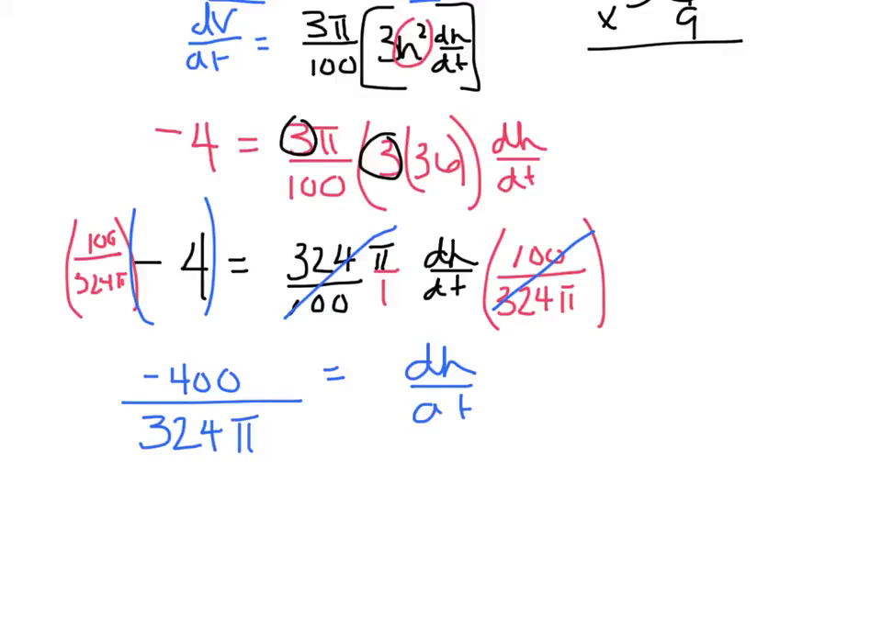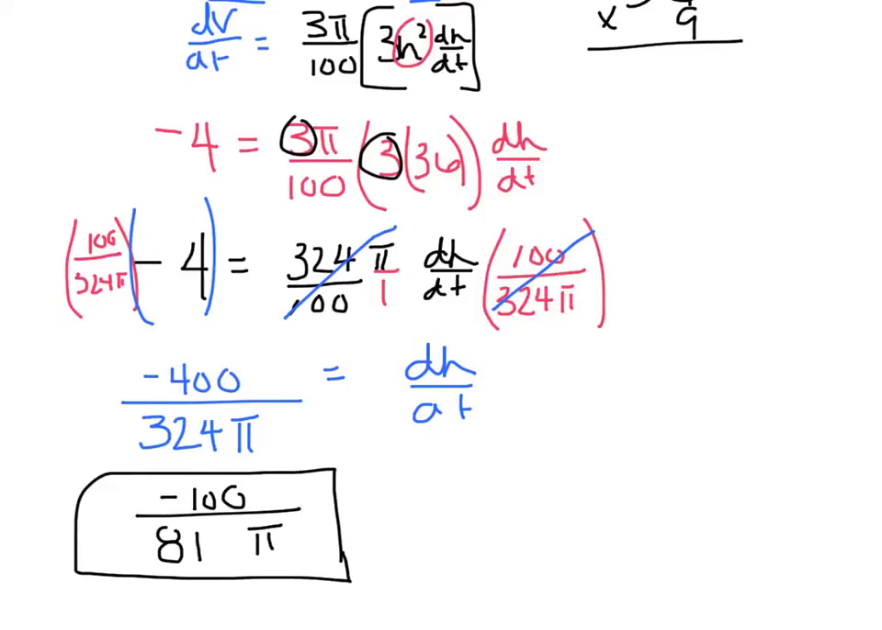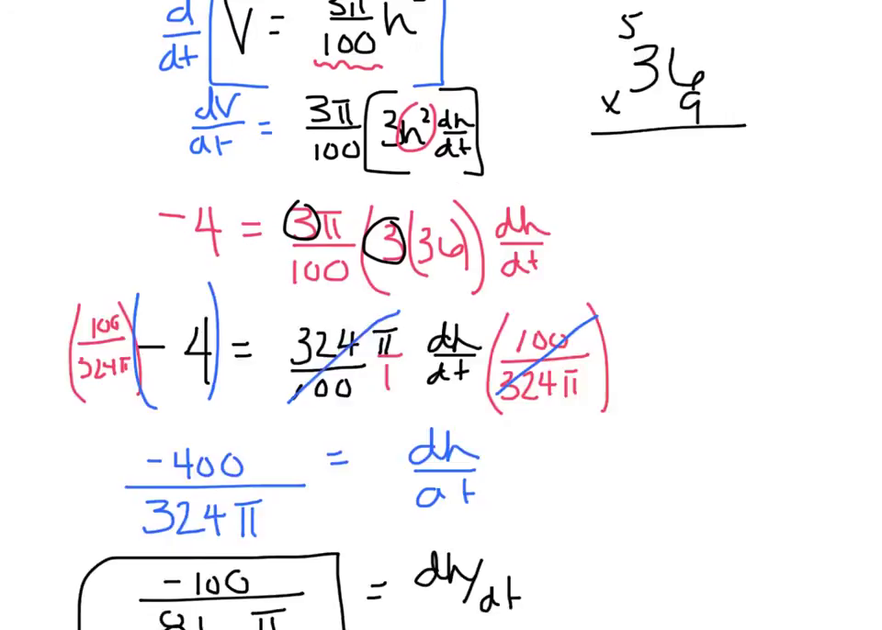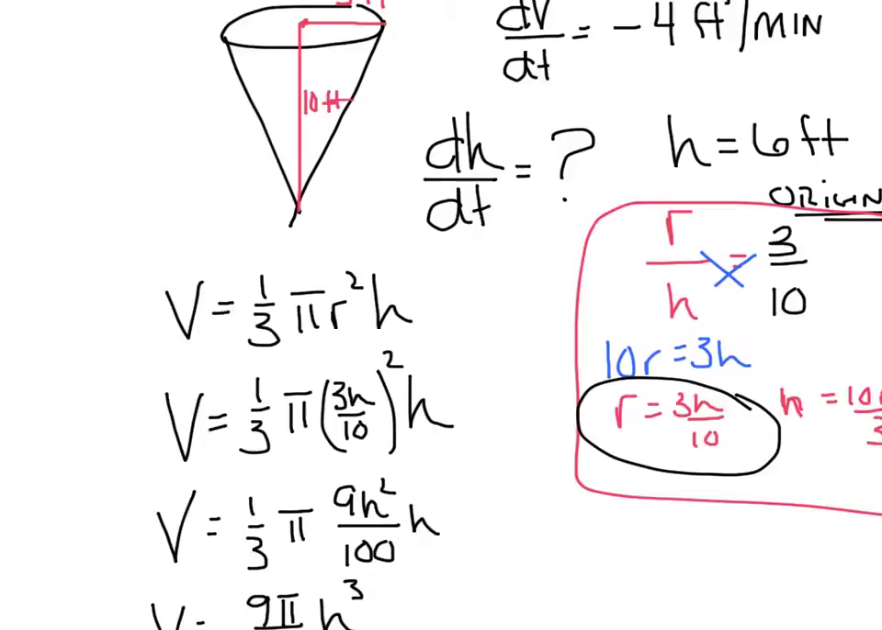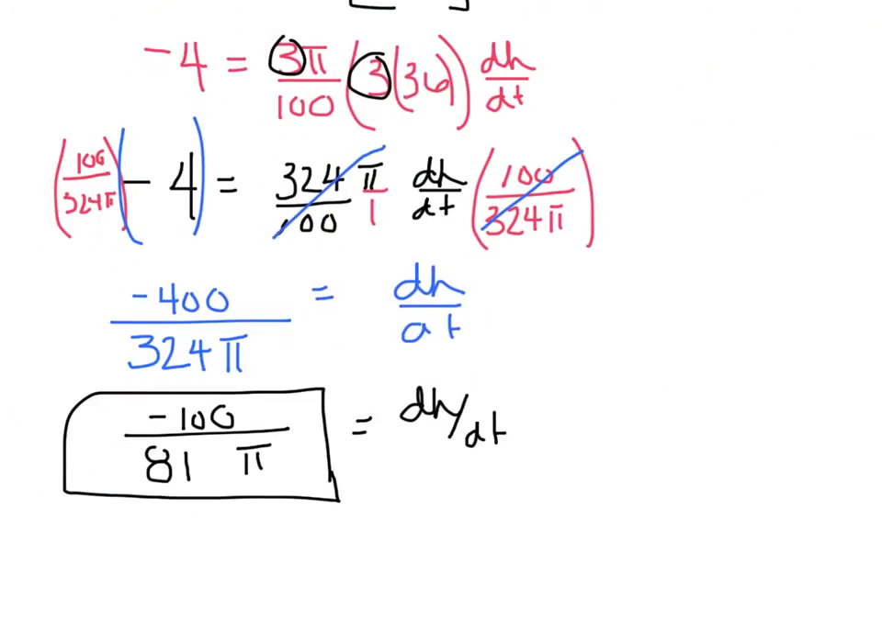Now of course this can get reduced. I can easily divide by 4, so that gets me a -100 on top. 4 goes into 324 81 times. So I get -100 over 81 pi equals my dh dt. And lastly, I'll slap some units on there. Oh, I already forgot what they were. If I go back, this was all in feet per minute.